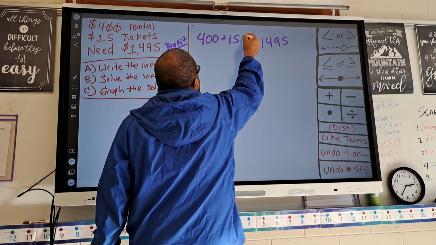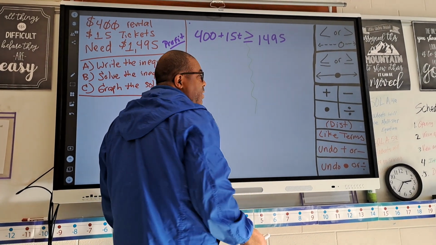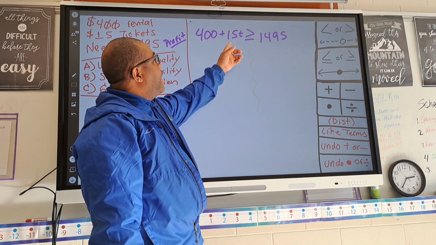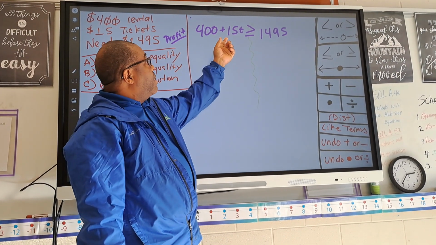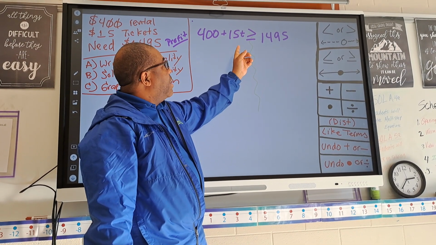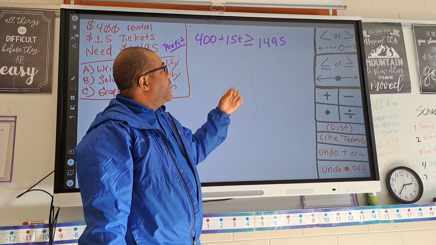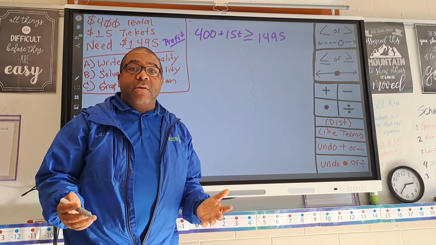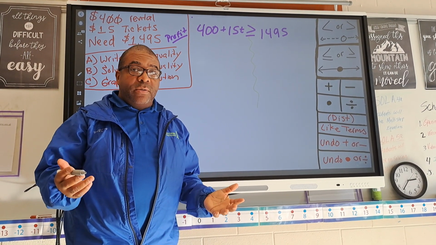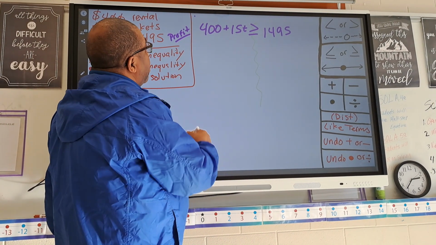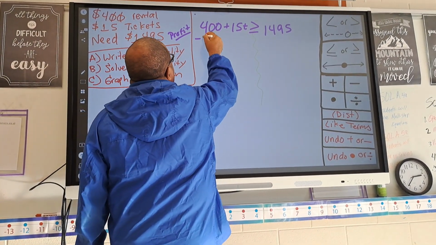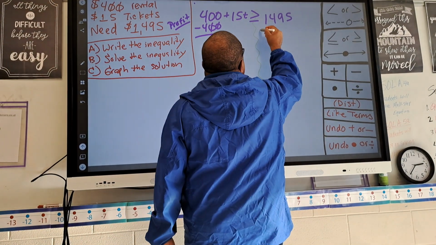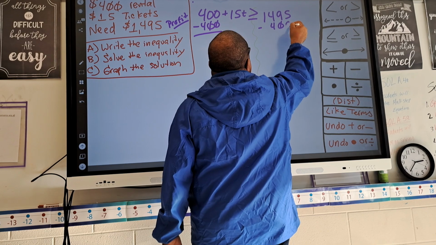So we're going to say T for tickets, all right? So 400 plus $15 for the ticket. The amount of tickets has to be greater than or equal to $1,495. Well, the first thing we want to do is get rid of our cost for the rental, right? So the rental cost is $400. So we're going to spend or subtract $400.